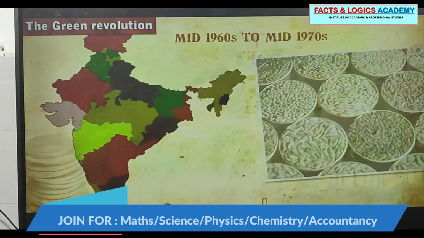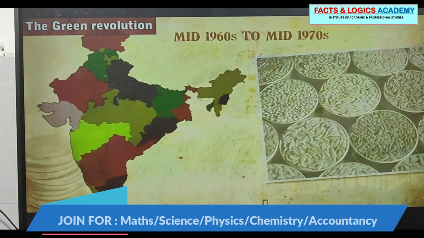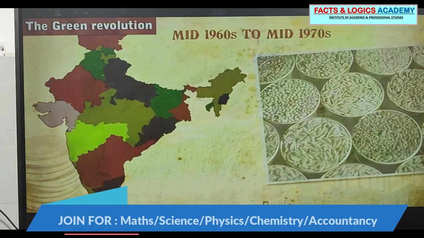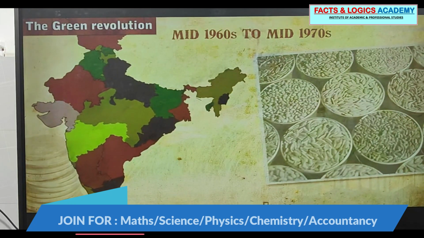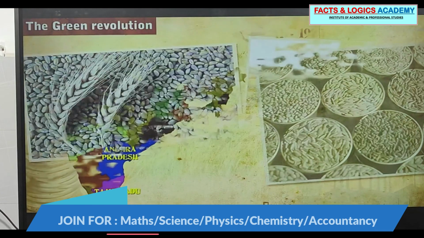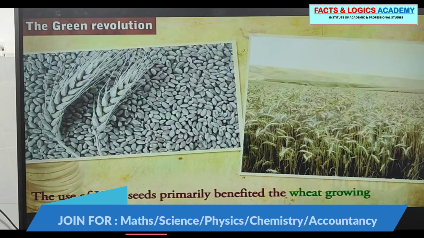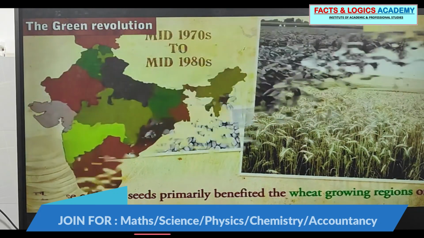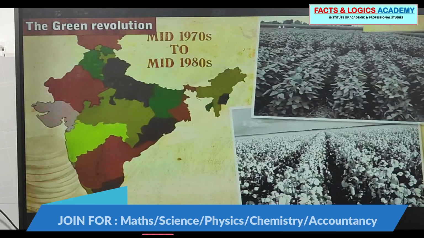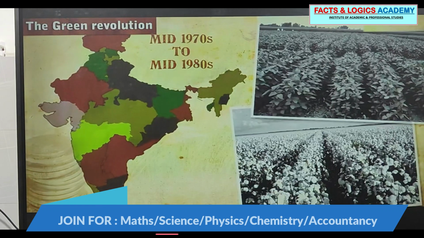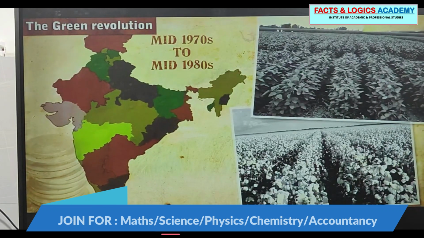As a result, in the first phase of the Green Revolution, approximately mid-1960s up to mid-1970s, the use of HYV seeds was restricted to the more affluent states such as Punjab, Andhra Pradesh, and Tamil Nadu. Further, the use of HYV seeds primarily benefited the wheat growing regions only. In the second phase of the Green Revolution, mid-1970s to mid-1980s, the HYV technology spread to a larger number of states and benefited more variety of crops.